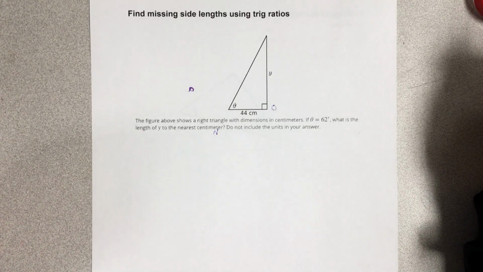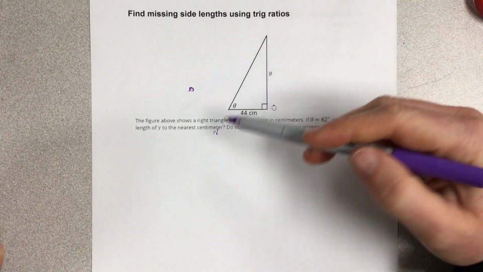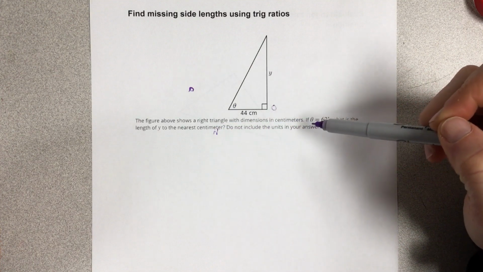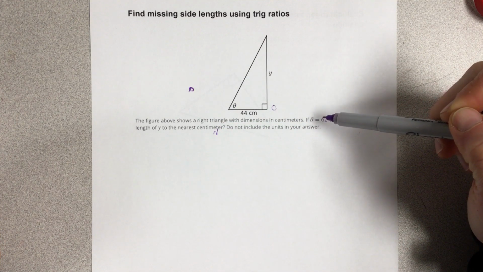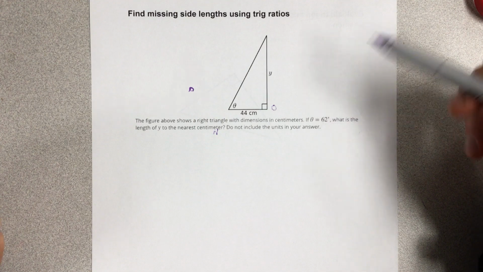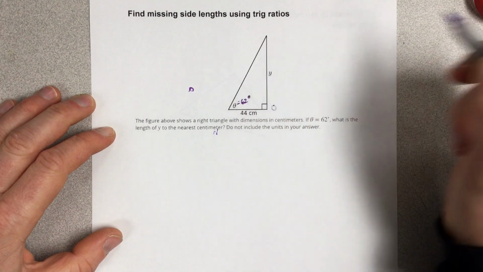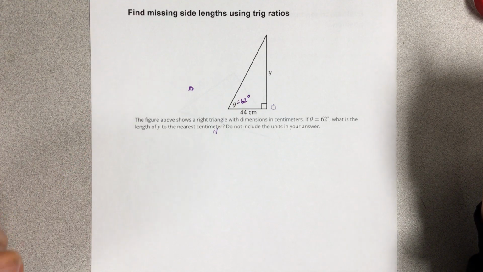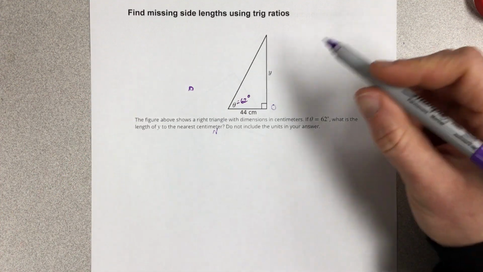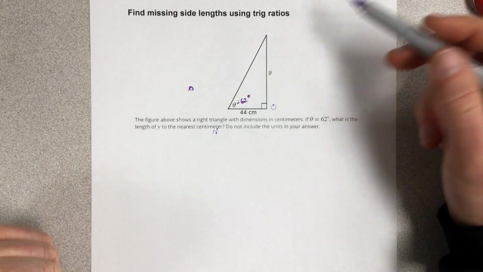In this video, they want us to find missing side lengths using trig ratios. And it says the figure above shows a right angle with dimensions in centimeters. If theta equals 62 degrees, so this is 62 degrees, what is the length of y to the nearest centimeter?